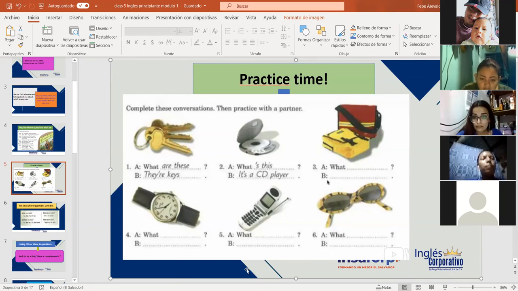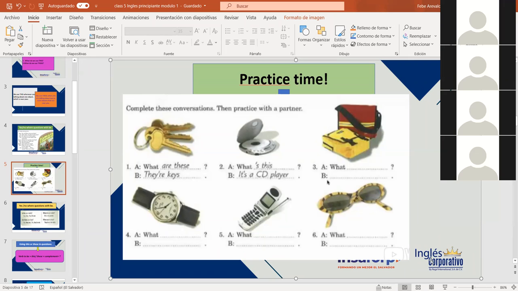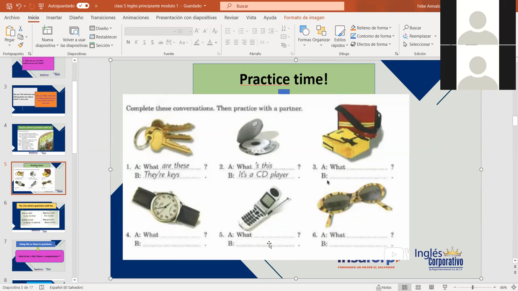Let's go with William. What do you have for number four? Let's see. What's this? It's a clock. Excellent. Very good. It's a clock. Excellent. Thank you. Number five. Carla de Hernandez, what do you have for number five? What's this? It's a cell phone. Excellent, very good. And the last one, number six, Nelson David, help me please.